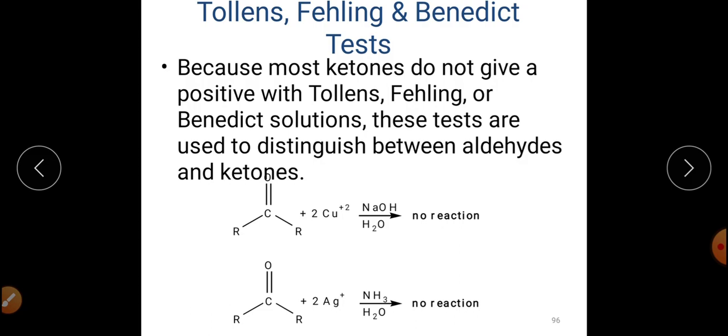So if that particular sample responds to these tests, that is the Tollens reagent test, the Fehling solution test, and the Benedict solution test, it means the unknown organic compound which contained a C double bond O group, that C double bond O group is a part of an aldehyde, and not a part of a ketone, because ketones didn't respond to these tests. These tests are basically used for aldehydes only.